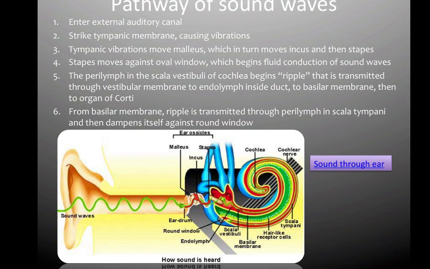So this compartment that has liquid inside of it is going to have energy waves of liquid traveling through it. The perilymph in the scala vestibuli of the cochlea begins a ripple that's transmitted through the vestibular membrane to the endolymph inside the duct, to the basilar membrane, and then to the organ of Corti. What does that mean? Well, basically, this membrane right here can be moved. As that liquid has energy waves pass through it, it can push this membrane downward.